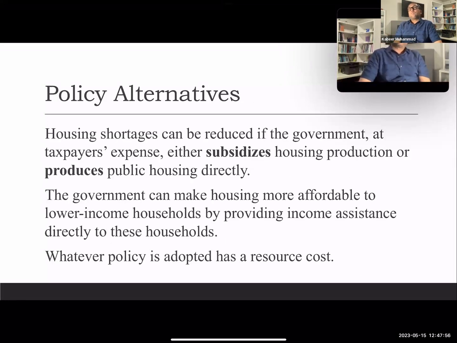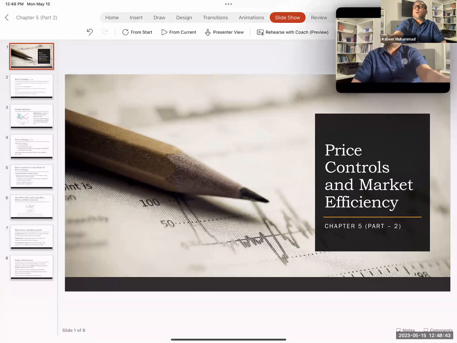So what alternatives can be adopted instead of placing a price ceiling? The housing shortage can be reduced if the government, at taxpayer expense, either subsidizes housing production and development, or produces public housing directly. They can promote and subsidize firms engaged in the construction of houses, and also construct rental homes themselves and rent them out. The government can also make housing more affordable for lower income households by providing income assistance directly to them. Whatever policy is adopted has a resource cost, so definitely the government has to bear the cost of these alternatives. This is all we wanted to talk about regarding the price ceiling.